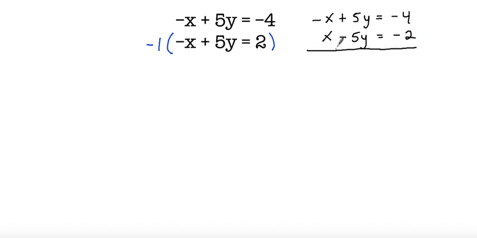So negative x and x, those cancel each other out. So that's 0. And then I have positive 5y, negative 5y, that's 0. So 0 is equal to negative 4, negative 2, that's negative 6. So 0 is equal to negative 6. And now, since we know that this is not true, these two lines are not going to intersect, and therefore this has no solution. Okay, so there's no x and y value that will make both of these true, and these lines will not intersect.